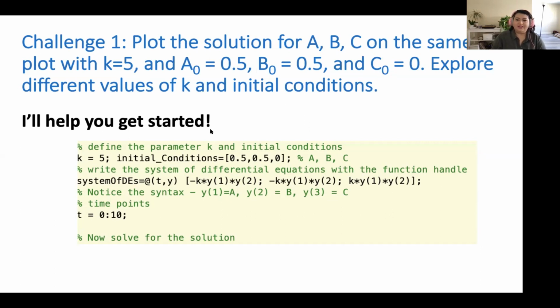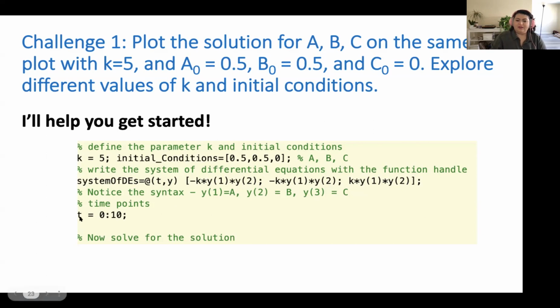And you can go ahead and try different values of K and initial conditions to see what is happening to the plot, or what is happening to each of the species. To help you get started, here's a screenshot of how we would do that in MATLAB. We have our parameter and our initial conditions as a vector, and then the system of ODEs is like a column vector, where we write the differential equation for each of the species. So this would represent species A, species B, and species C.